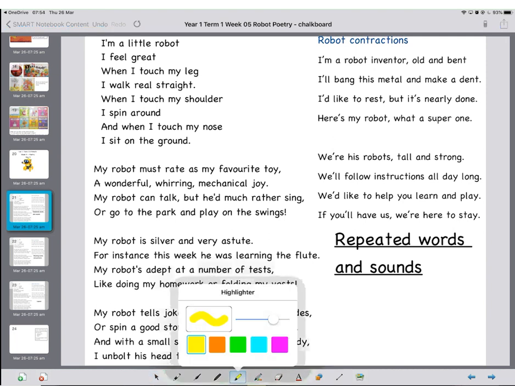I'm a little robot, I feel great. When I touch my leg, I walk real straight. When I touch my shoulder, I spin around and when I touch my nose, I sit on the ground.